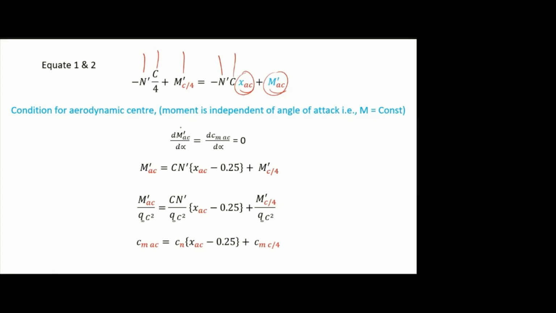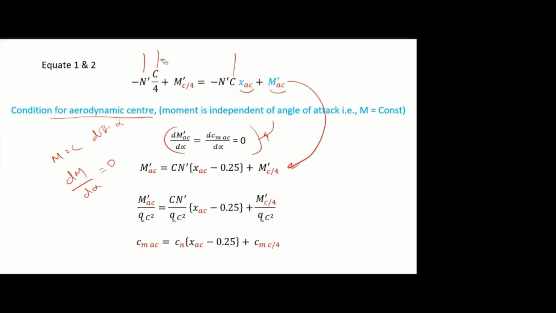So here I am going to apply one more condition, that is the aerodynamic center condition. What is the condition for the aerodynamic center? The moment is constant for different angles. That is dM by d alpha is 0, or dCm by d alpha is 0. Okay, so this condition I am taking. So I am going to rearrange this equation for M dash AC. These two terms will go this way, and simplify, you will get this equation. Same equation, written for M dash AC, remaining terms you rearrange, you will get this.